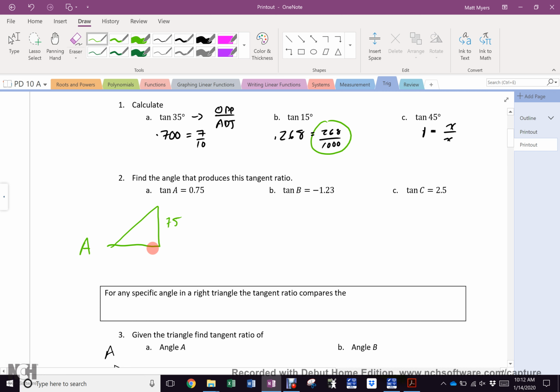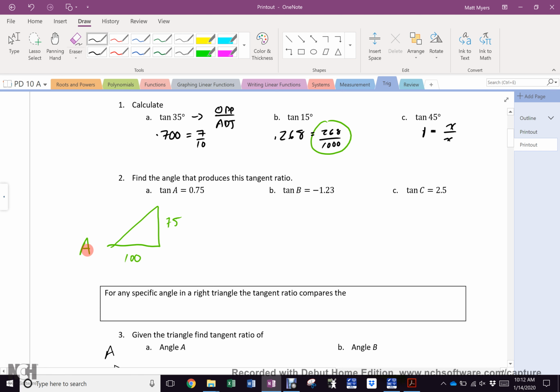75. What number would go there? 100, right? Could I put 3 there and 4 there? Yes. Could I put 5 there and 20 there? Yes. Oh, good. You guys are on a roll. Now, you will notice that I have the decimal this time.